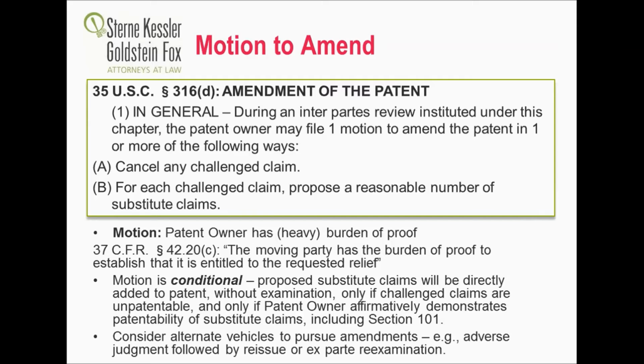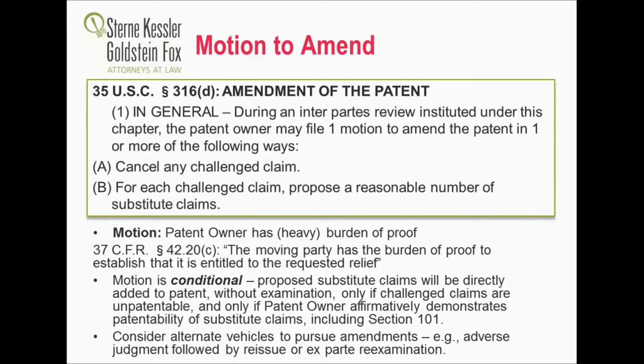Now, the basis for that burden in the rules is in Rule 42.20(c), which covers the general burden of proof for all motions, but it is particularly important in the context of a motion to amend. So given that this amended claim could conceivably issue and you could obtain a very valuable patent right, the logic is that because there's no examination, you have to prove that you're entitled to that claim and entitled to that relief.